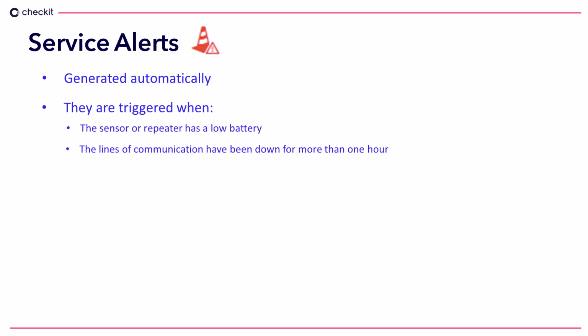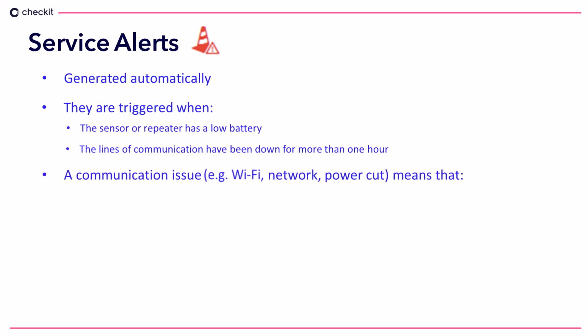Service alerts are generated automatically, and are triggered when the sensors or repeaters have a low battery, or if the lines of communication have been down for more than an hour. A communication issue could be that the Wi-Fi has gone down, there may be a problem with the network, or there may have been a power cut. What this means is that the sensors or repeater can't send data to the hub, or the hub may not be able to send its data to the control center.